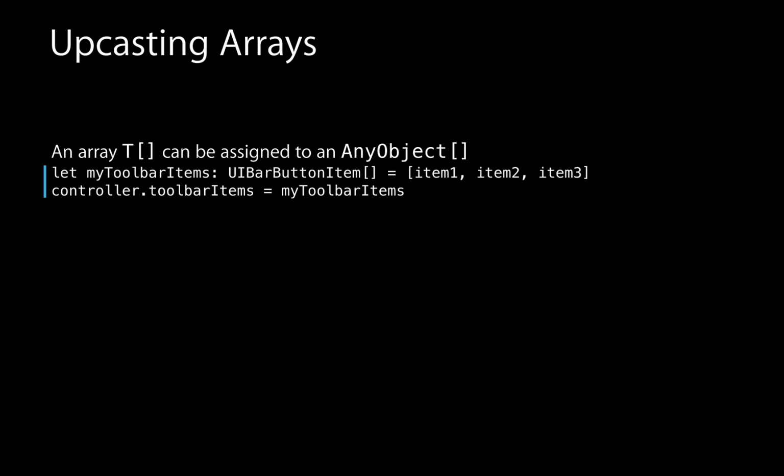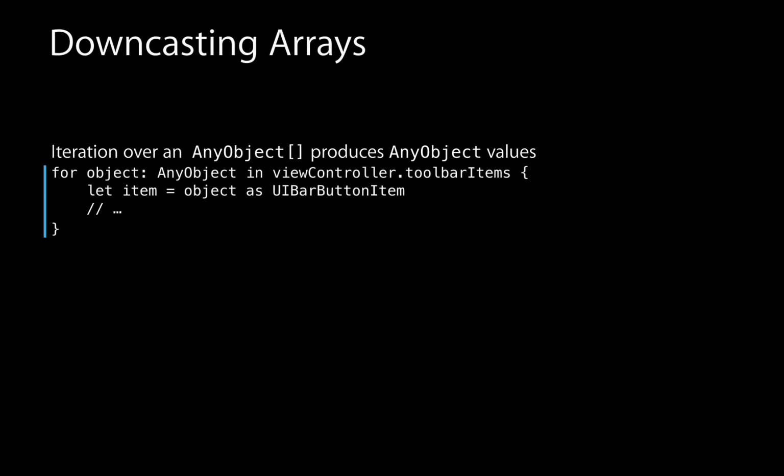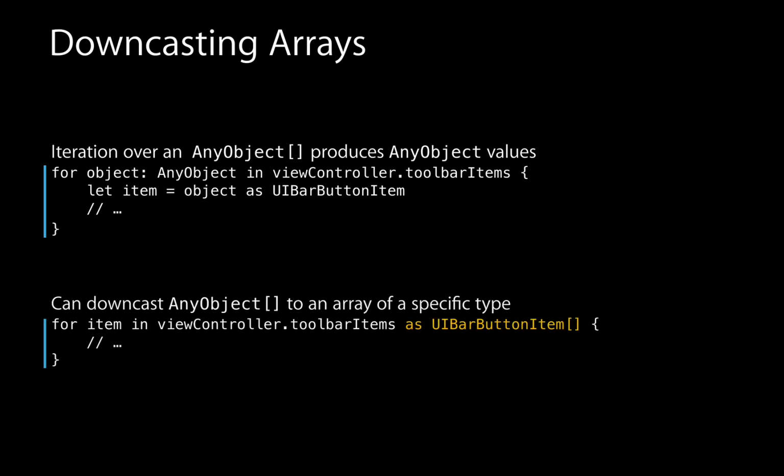Now we also see the flip side of this, where we want to, say, iterate over all the toolbar items in this particular view controller. And here we're going to get AnyObject values, and we talked about casts earlier, so we can downcast each of them. This is fine, but it's a little bit on the tedious side. And so we have specialized syntax here to downcast an entire array at a time, doing the is-kind-of-class checks necessary to make this safe lazily behind the scenes. And then you can walk over your array.